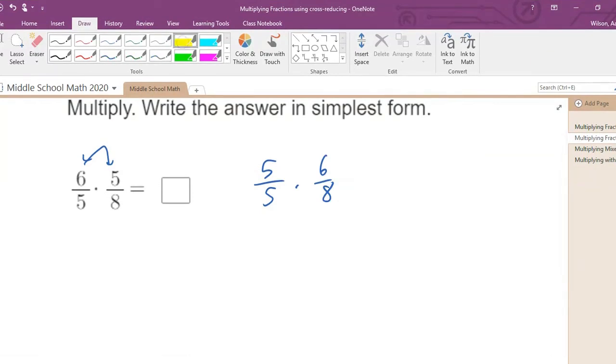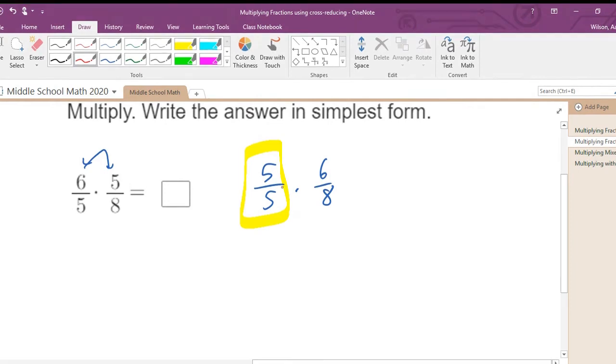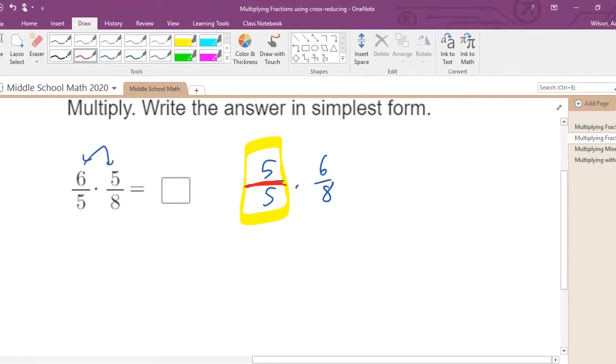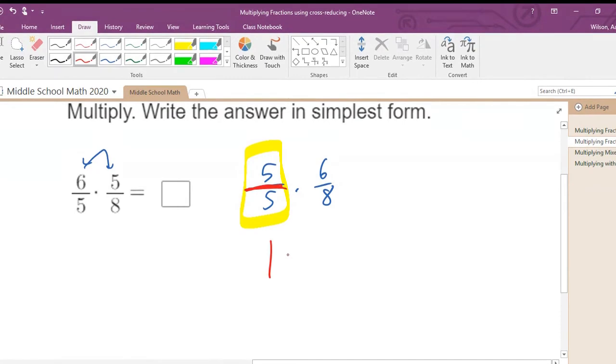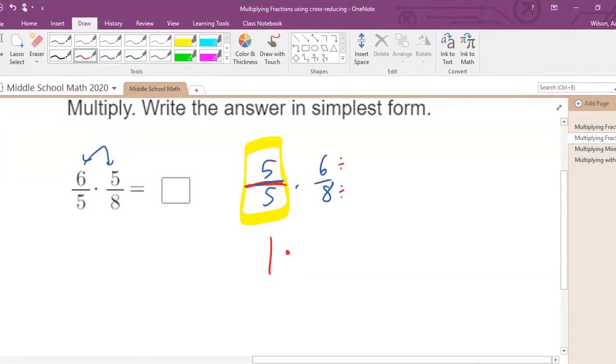Well, you should know that 5/5, that's the same thing as 5 divided by 5. That line technically means to divide, so 5 over 5 is simply just 1. And then we have to multiply it by 6/8, but 6 and 8 both share a common factor of 2 because they're both even numbers. So we can divide by 2 over 2, and 2 over 2 is 1.